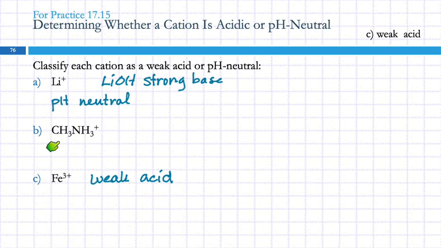What about this guy? Well, that doesn't look like the counter ion of a strong base, does it? The counter ions of strong bases have to be metal ions. Well, if this isn't the cation, the counter ion, then it must be the conjugate. So the conjugate, if this is the acid, we're going to lose a hydrogen and get CH3NH2.